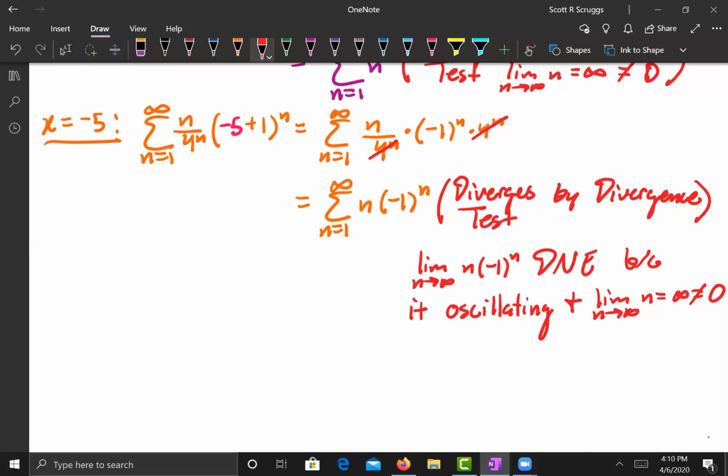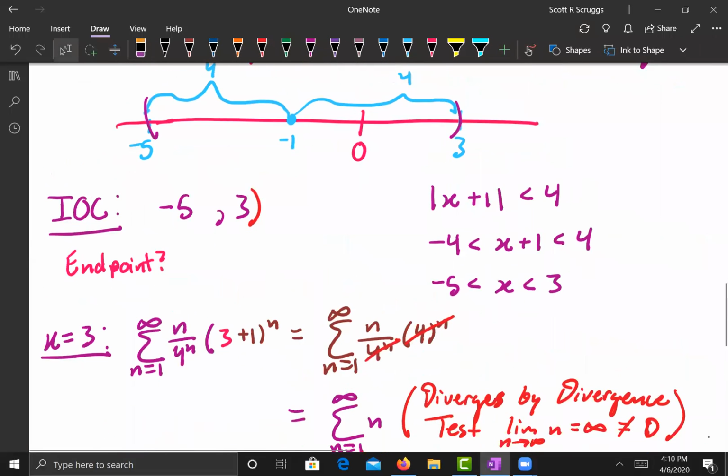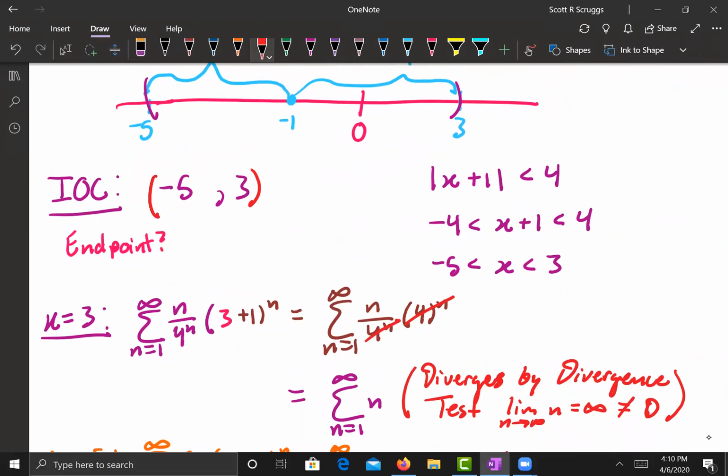All right, so the left endpoint gives me a divergent series, which means I do not include the left endpoint either. Therefore, my interval of convergence for this guy is -5 to 3, open interval for both of them. All right. So how about that for a warm-up?